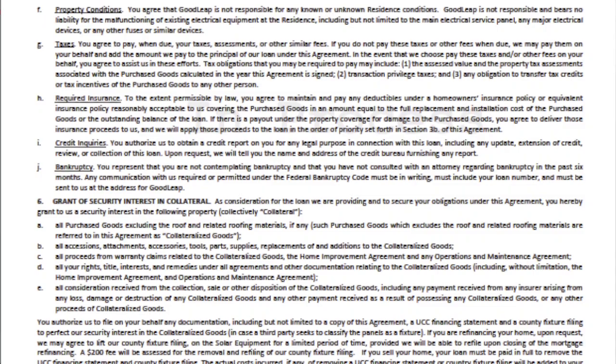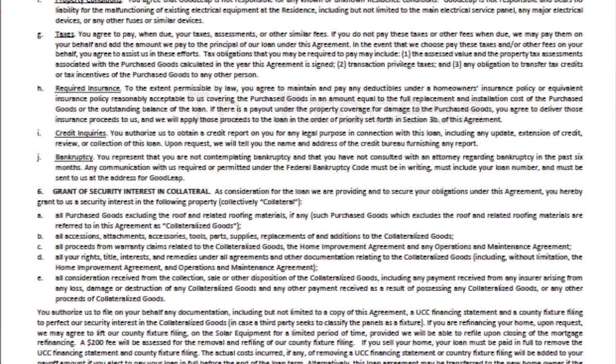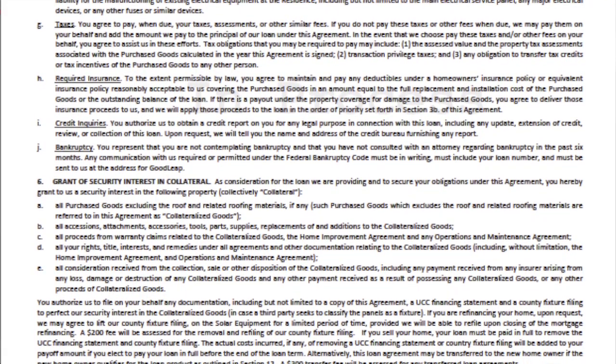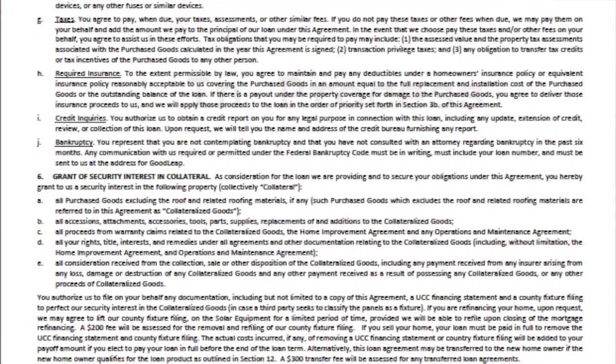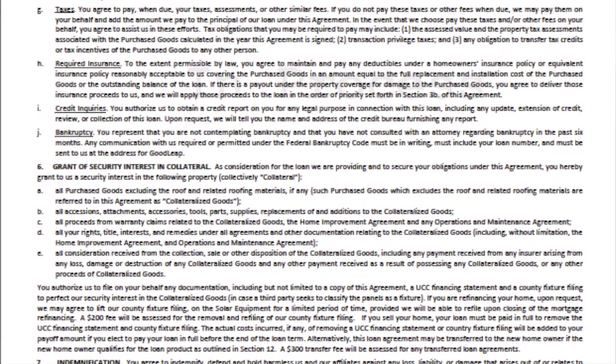Credit inquiries, they're pulling credit. Ryan, quick question. Yes. Would they have to call their insurance company when the solar system gets installed to make sure that the solar system is insured? Yep, that's what this section H is about. Okay. Yep.